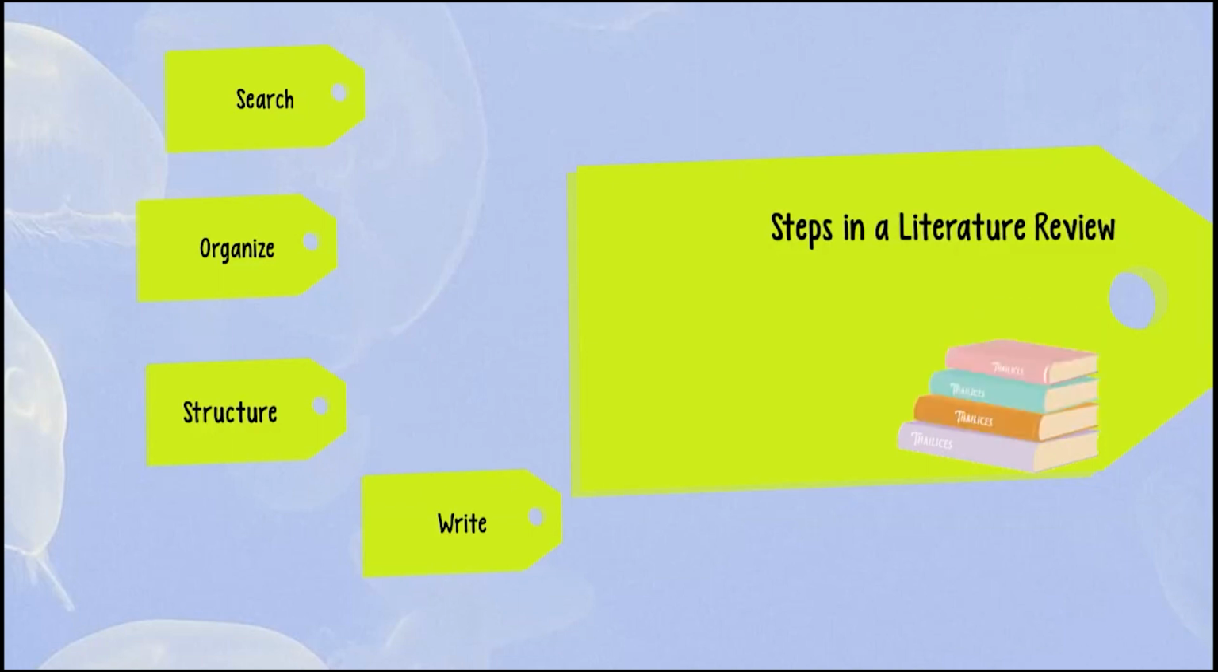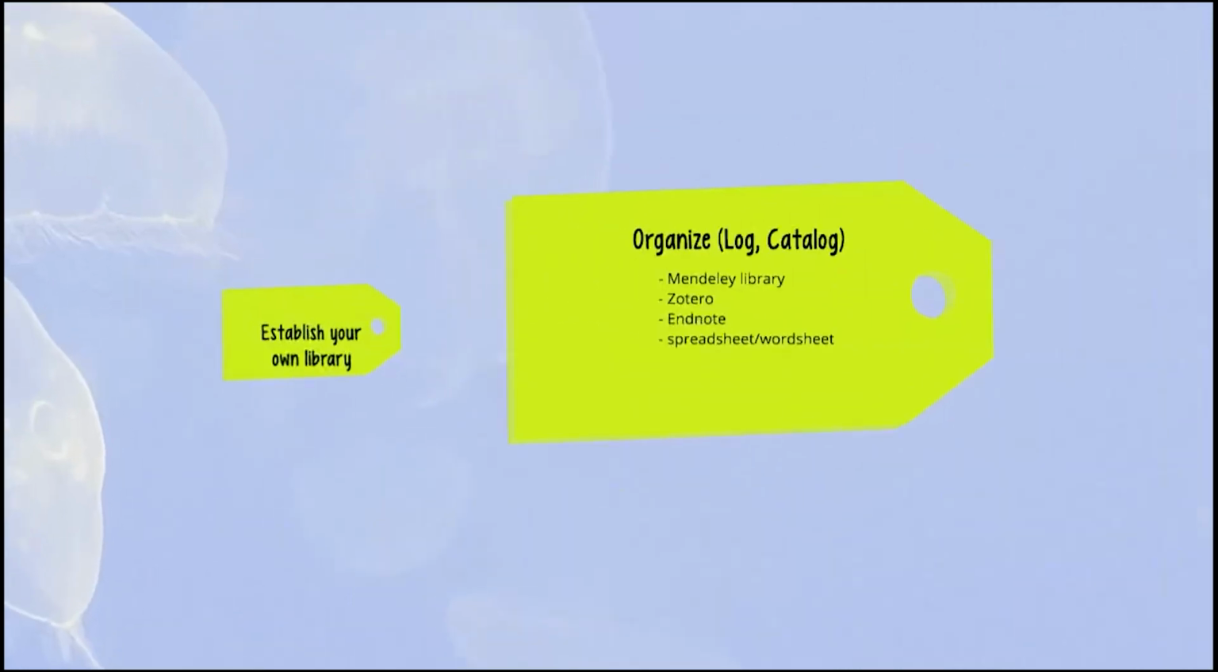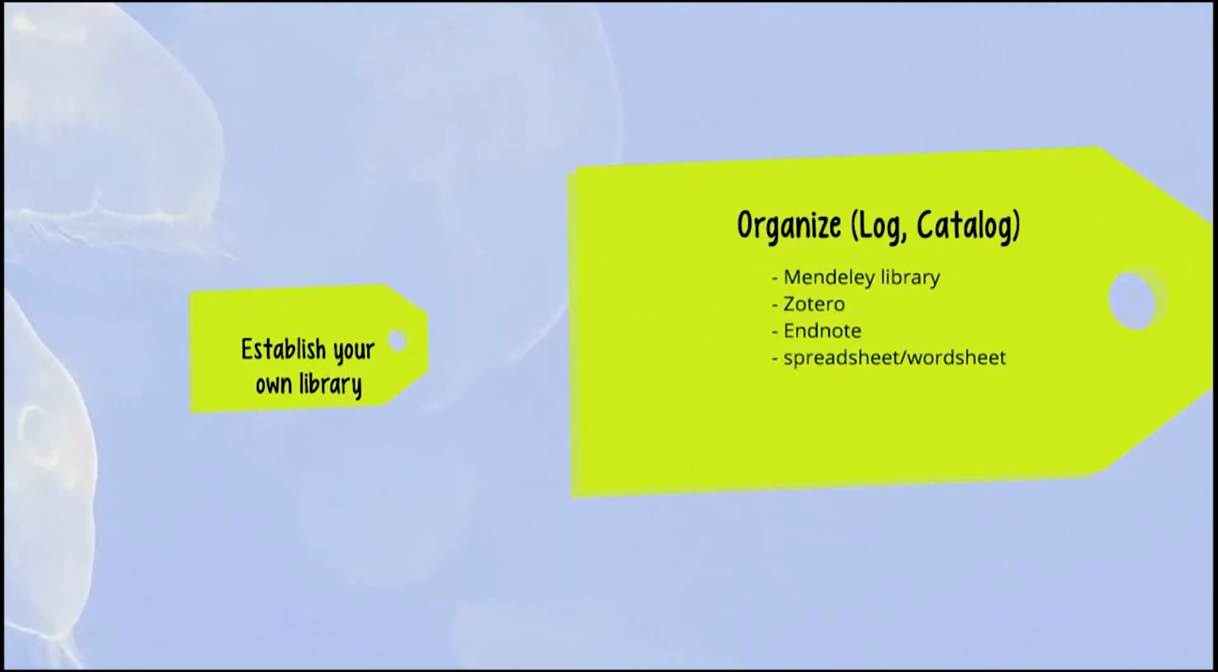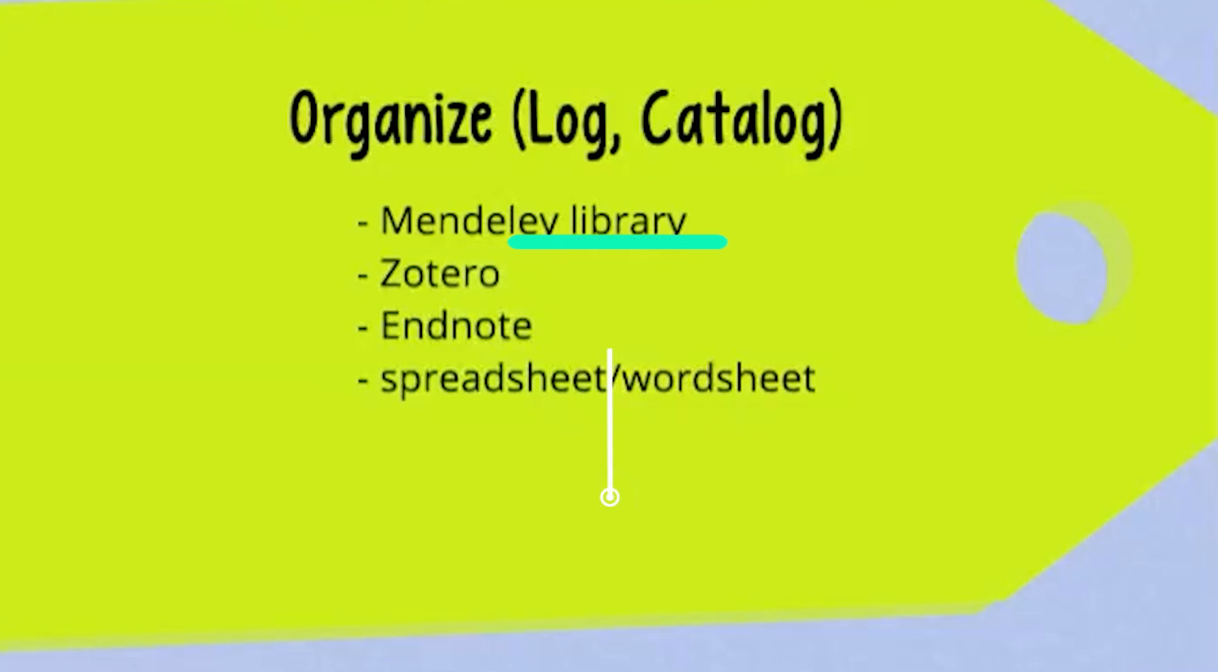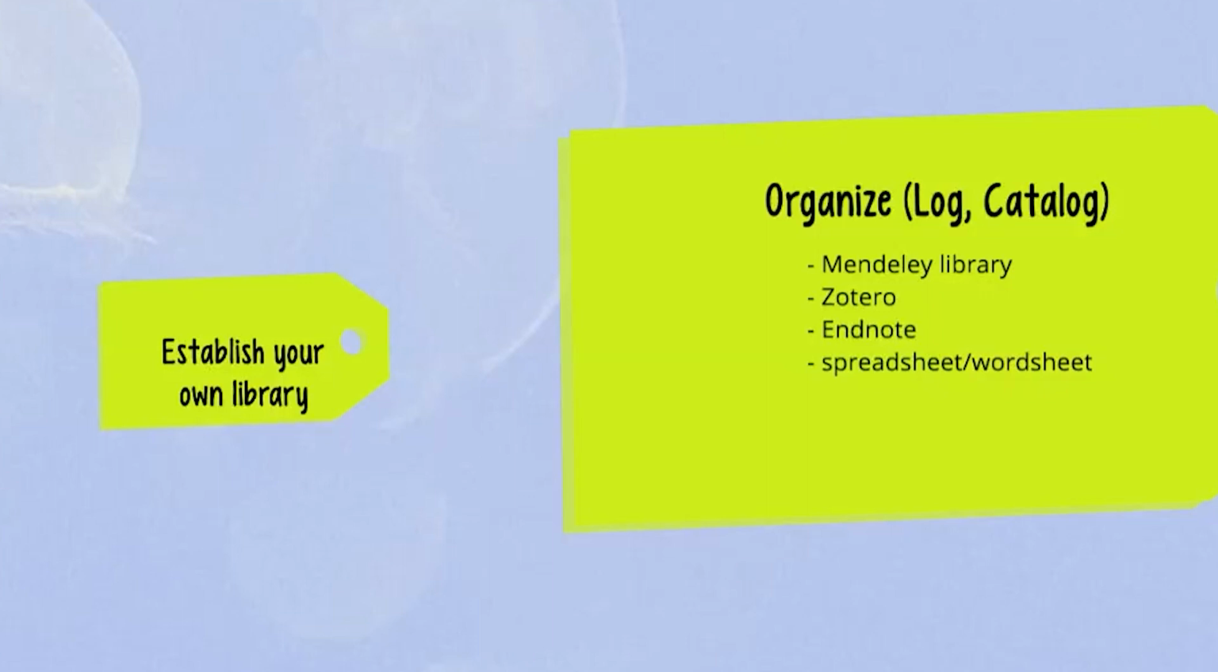In step 2, I go into the organization step. I usually tend to use a cataloging library like Mendeley, Zotero, or EndNote, or you may use your own spreadsheet or worksheet, just to establish a kind of library to organize the data or the literature that you have found by establishing logs and catalogs. Once we come to the example, I'll show you how.